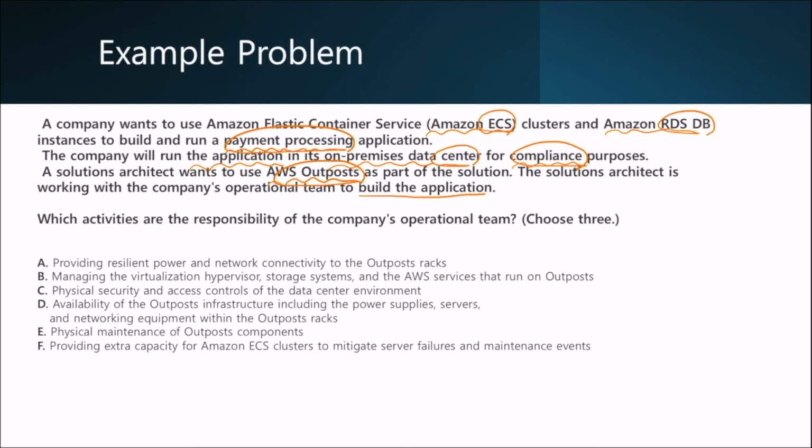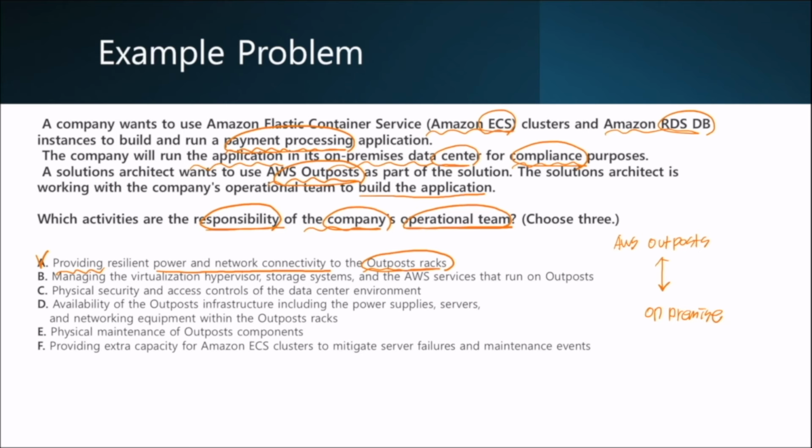Which activities are the responsibility of the company's operational team? The responsibility of the company's operational team. Remember, AWS Outpost and on-premise are in relation with each other. All right, so let's look at A. Providing resilient power and network connectivity to the Outpost racks. We're providing power and network connectivity, right? The responsibility of a company's operational team. So A is an answer.